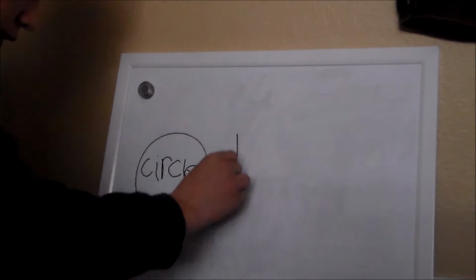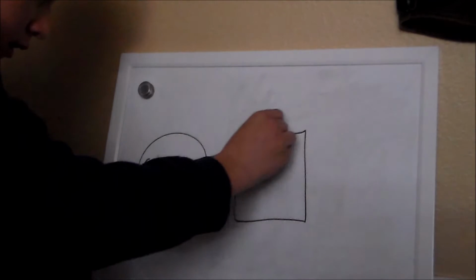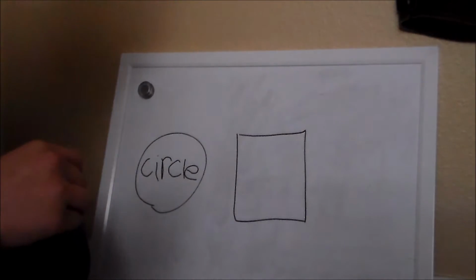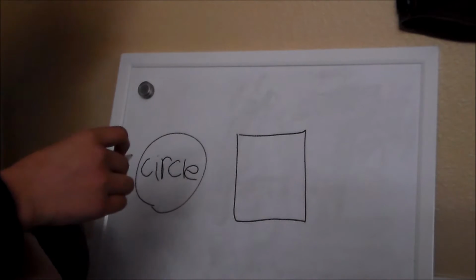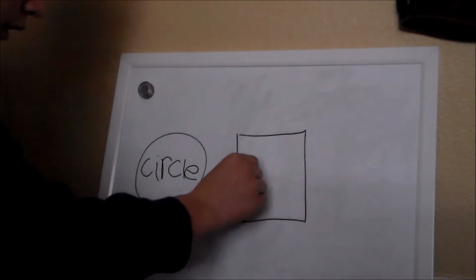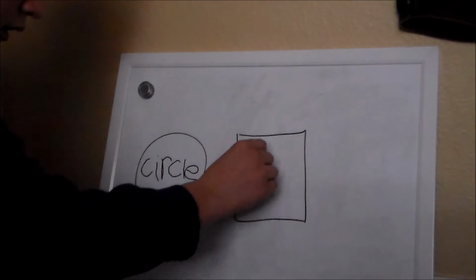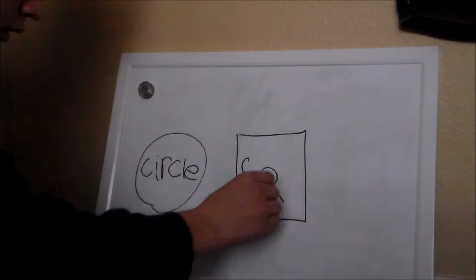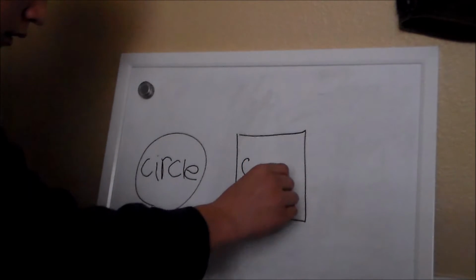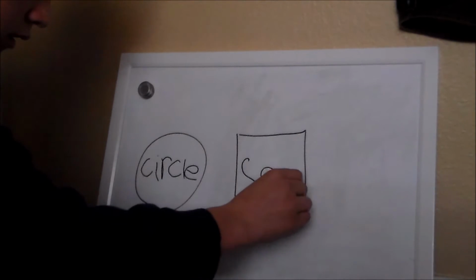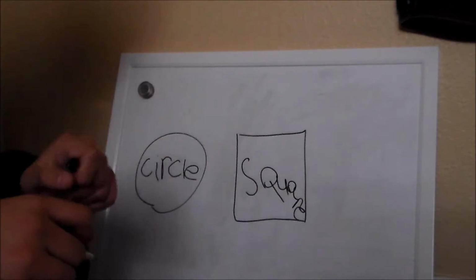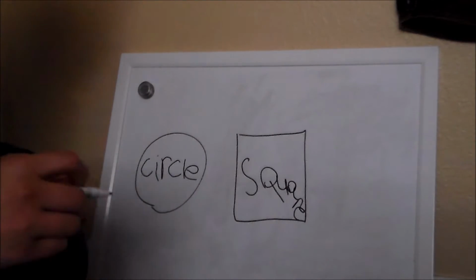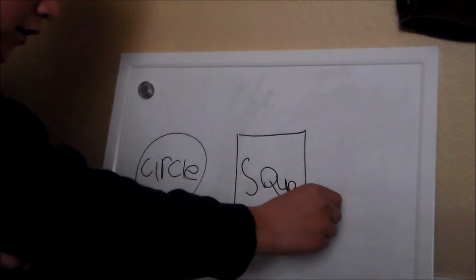Then you have a square. And you say square. And that's spelled S-Q-U-A-R-E. Forgive me, I write a little big, but it's okay. That's alright, we all write in our own way.